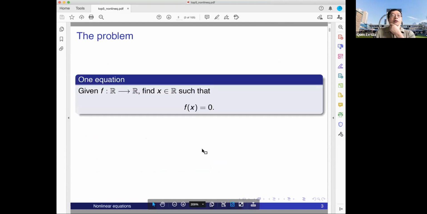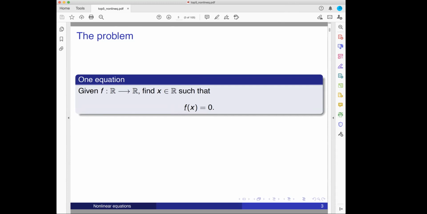So given an equation like this, suppose you have a function f and you want to find x so that f(x) equals 0. Okay, and you've seen this from high school already, right? You have linear equations, quadratic equations, and sometimes you can solve a polynomial of degree 4, but it's not always simple. And for degree 3, there is a formula, but it's complicated. But in practice, f can be more complicated than a polynomial.